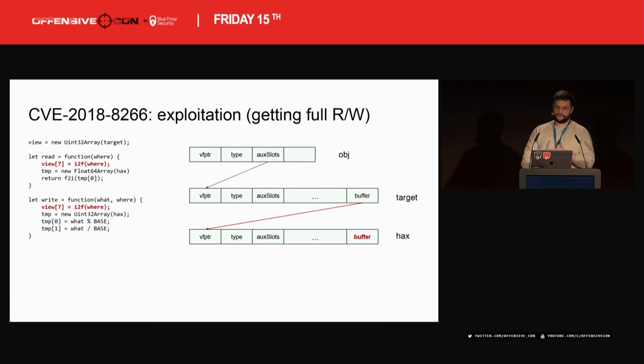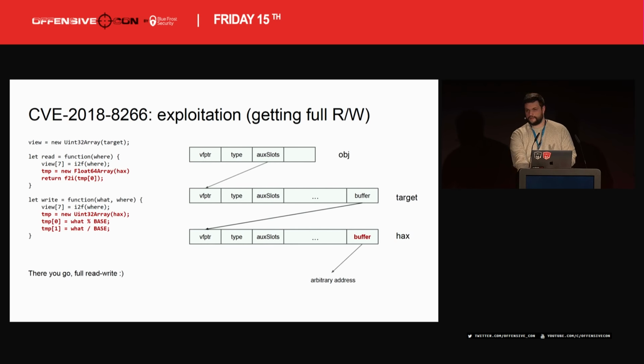And now with that, I can construct a read and write primitive, totally repeatable, totally arbitrary, which is really nice. This is the code for it. So basically, the first thing it does in both read and write, I write to offset 7, which basically corrupts the buffer of hacks. And now I can just create a typed array on hacks, and that will actually read and write from an arbitrary memory location. So that basically gives me full read-write, and that's enough to get RCE, at least on Chakra.